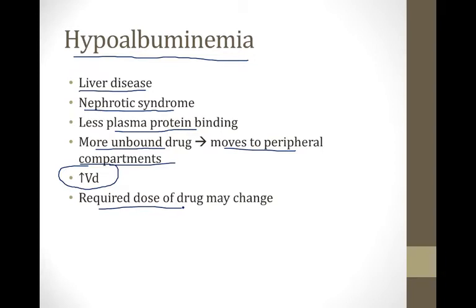First of all, when there is more free drug, it can more easily move to the peripheral tissues. This can generate greater effects and also greater side effects. In addition, when there is more free or unbound drug, it can be metabolized and excreted faster, and this can also alter the dose that's required of a drug to achieve a given effect.